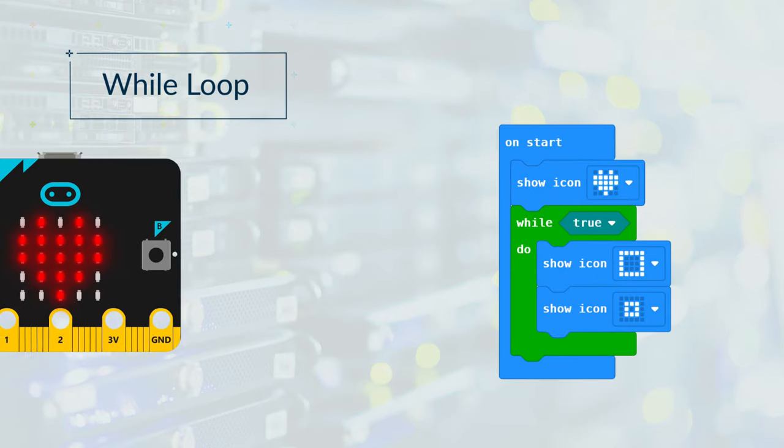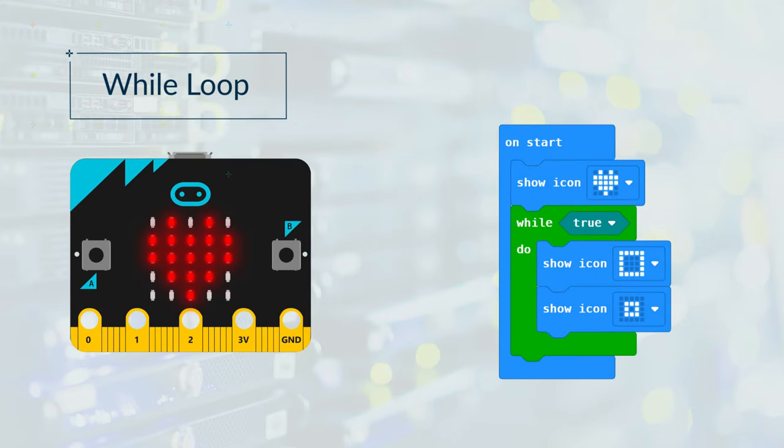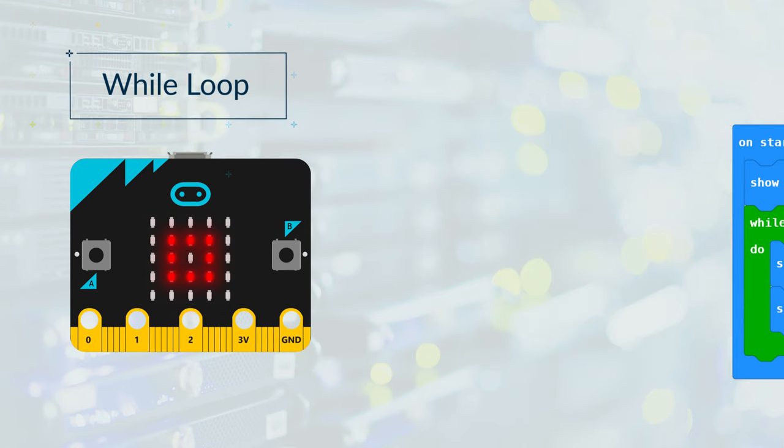A while loop does not state how many times it will run. Its loop is based on a condition. While this condition is true or false, depending on which you choose, the loop will continue running. The simplest way to do this is to create a loop that never ends. In this example, the program starts by displaying a heart. It then loops forever, outputting an outer square of LEDs and then an inner square. This will continue throughout the program until you stop the program.